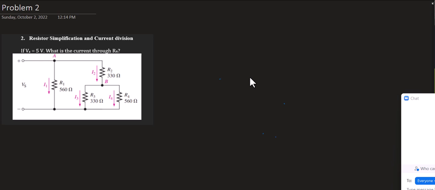And so this one is on resistor simplification and current division. And we are told that VS is 5 volts. Were there any questions on the first problem before I go on?